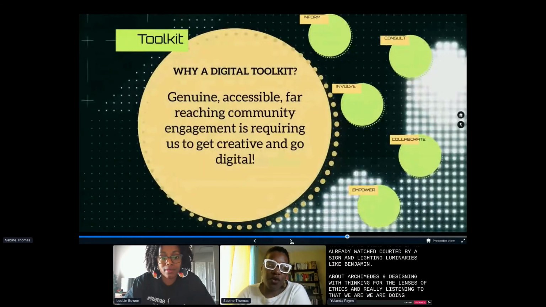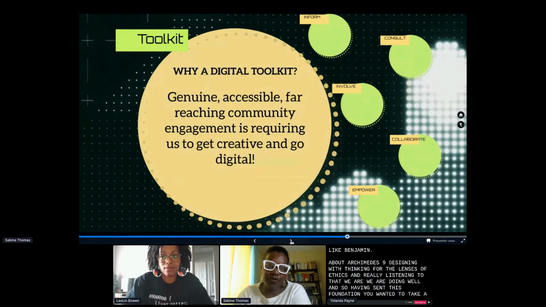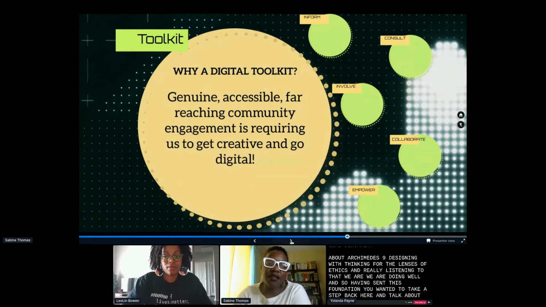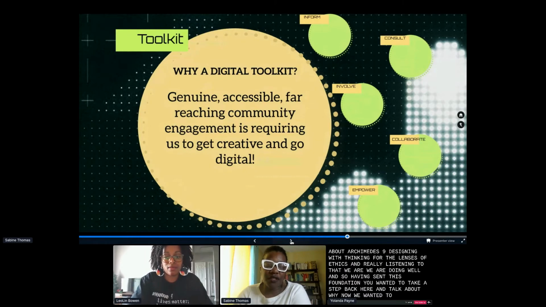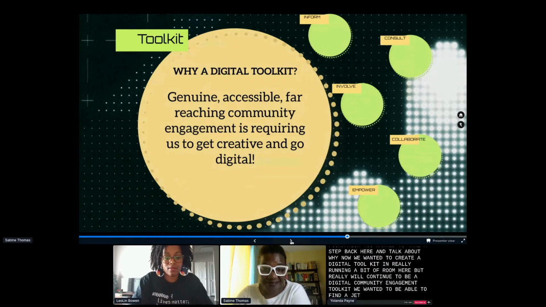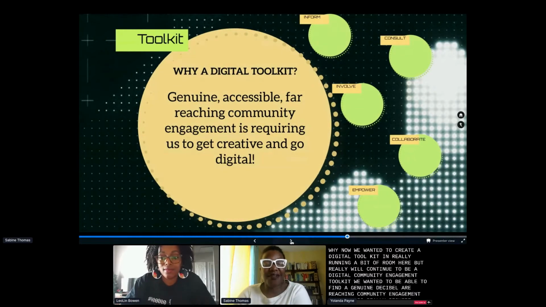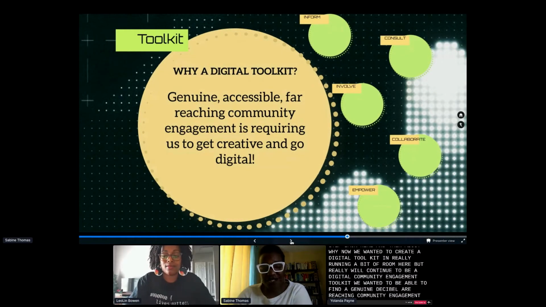And so, having set this foundation, we wanted to take a step back and talk about why now we wanted to create a digital toolkit. And really, we ran out of room a bit here, but it really will continue to be a digital community engagement toolkit. We wanted to be able to find a genuine, accessible, far-reaching community engagement way that is really requiring us to get creative and essentially go digital.